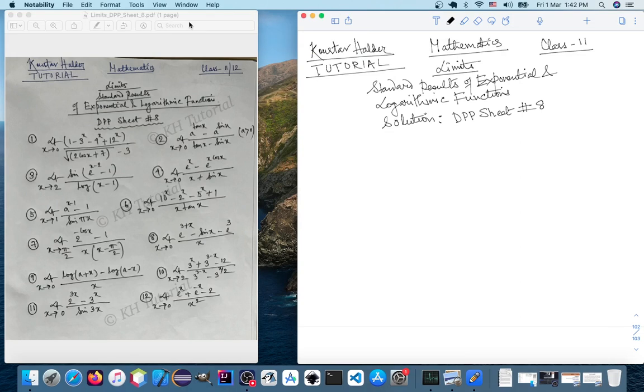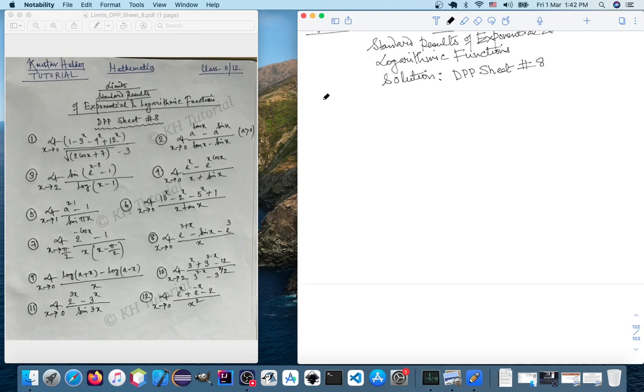So let's solve the problems. Problem 1 is limit x tends to 0, 1 minus 3 to the power x minus 4 to the power x plus 12 to the power x divided by root over 2 cos x plus 7 minus 3. So clearly we can see the terms a to the power x in the numerator.